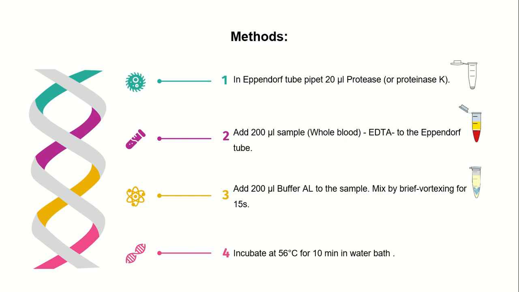Then add 200 microliters of the whole blood sample to the Eppendorf tube.